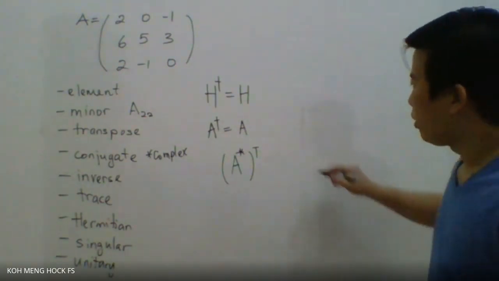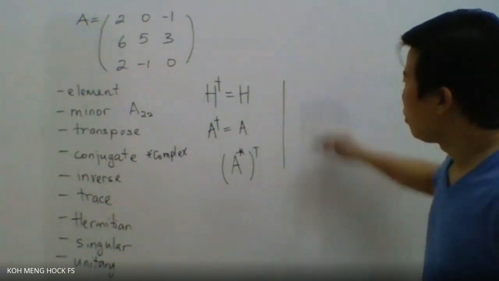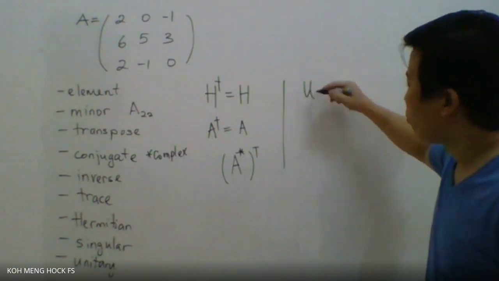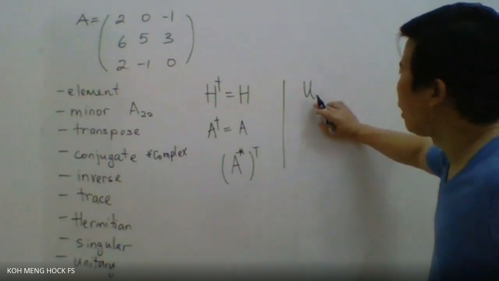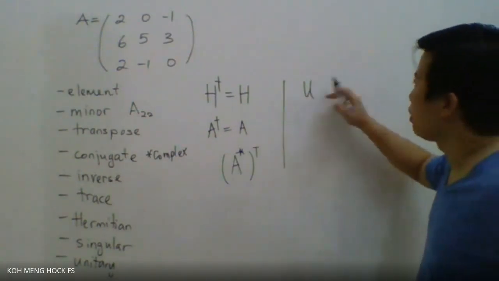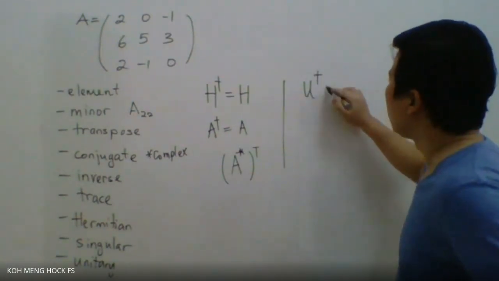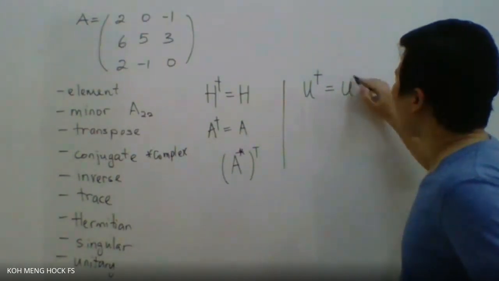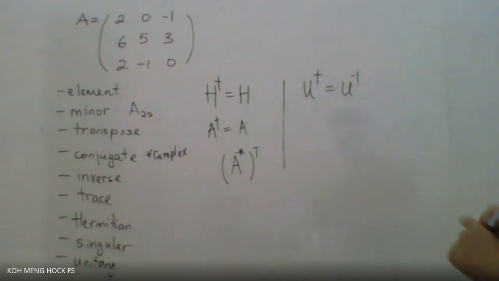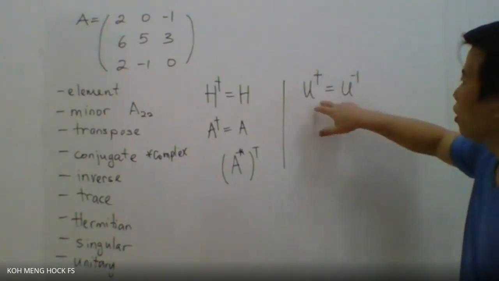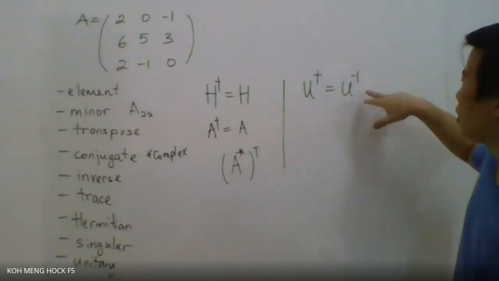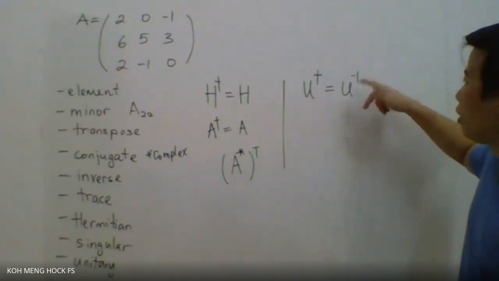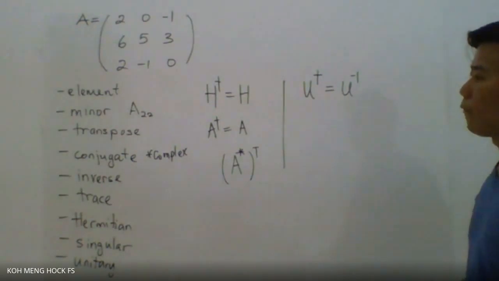So unitary, on the other hand, normally a unitary matrix is denoted by U, because U means unitary. A unitary matrix is a matrix such that when you take the adjugate of it, it is the same as the inverse of the matrix.